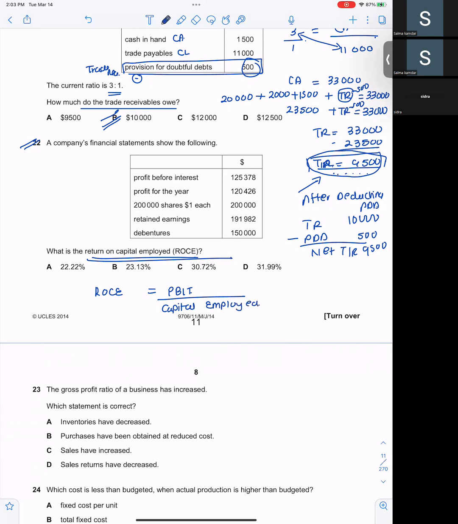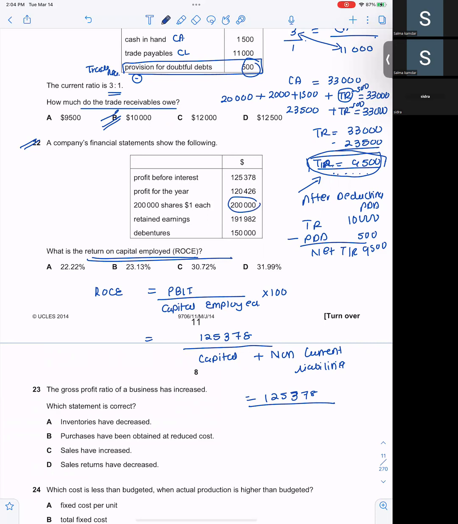A company's financial statement shows the following. What is the return on capital employed? The formula is profit before interest upon capital employed into 100. Capital employed is capital plus non-current liabilities. What is the capital? Capital will be 200,000 plus 120,426 plus 9. This is the capital, 200,000.